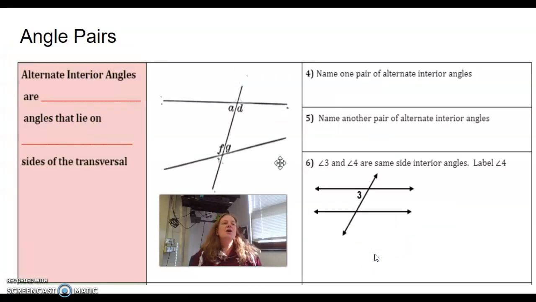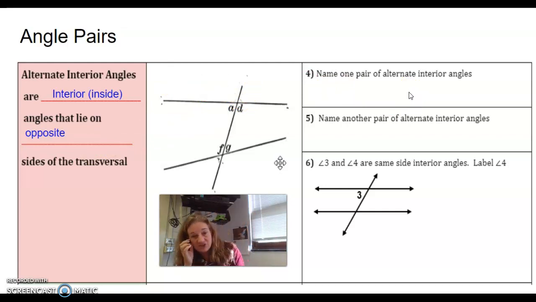All right. Alternate interior angles. So we talked about same side interior angles. They're on the same side of the transversal. Alternate interior angles are inside, but they're on opposite sides of the transversal. So same side are on the same side of the transversal. Alternate are on opposite sides. What does that mean? It means that although A, D, F, and G are all interior angles, A and F might be same side interior, but A and G are alternate interior. Okay, another pair would be D and F, right?